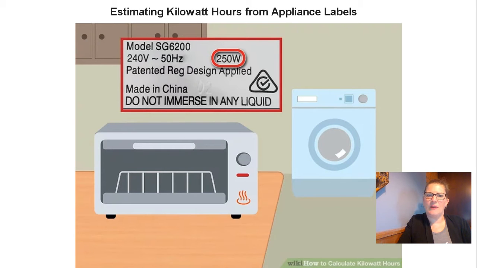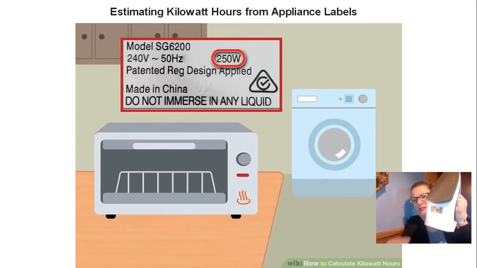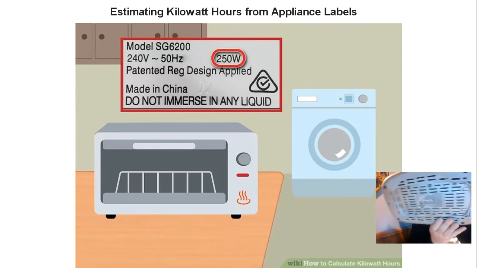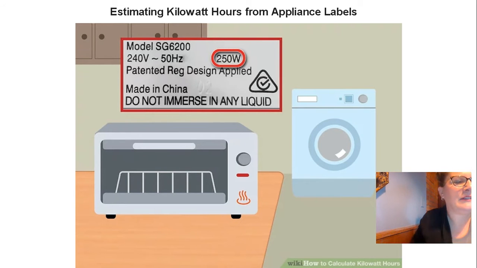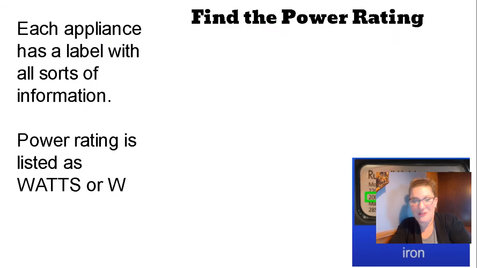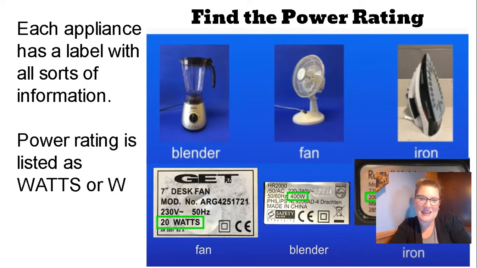And to estimate kilowatt hours from appliance labels. This is an example of an appliance label. All appliances have them. Here's a toaster. If I look at my toaster, it's on the bottom right there. Little crumbs falling out. I've seen these labels, but I've never really known what they mean, so this lesson will show you all of those different things. Kind of cool. So you're going to find the power rating, all of them.